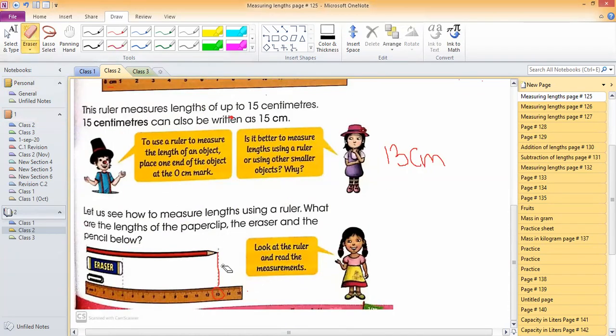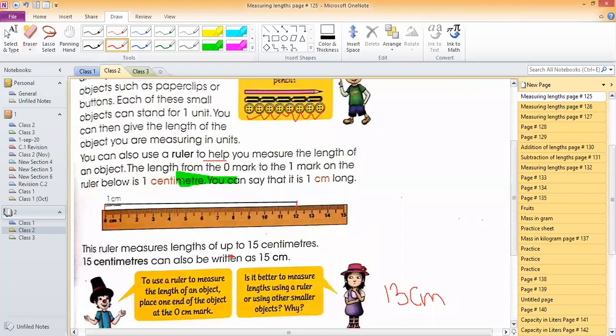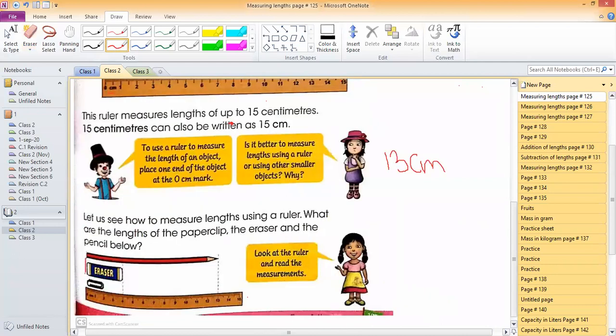Look at this pencil, guys. We want to know the length of this pencil. So I place one end of this pencil at 0. Look, this is 0. Now I will check the other end. This is the second end. I check at which number it is. This is at 13. So I will say this pencil is 13 centimeter long. Why centimeter? Because this is a centimeter ruler.